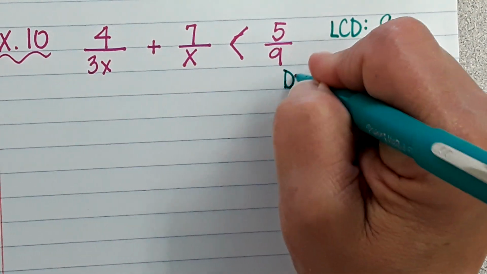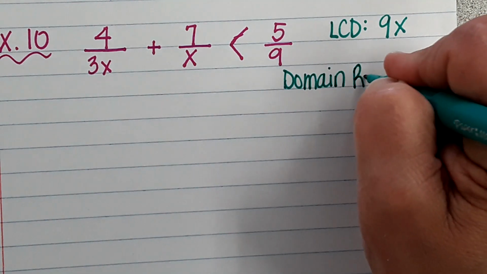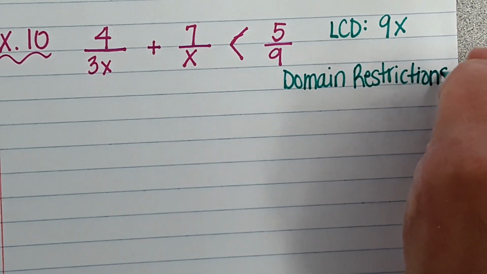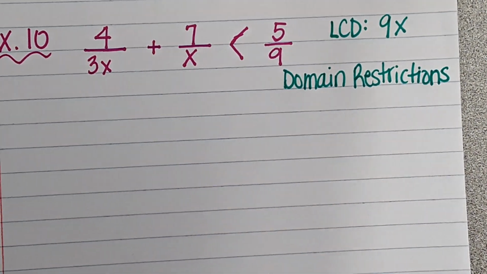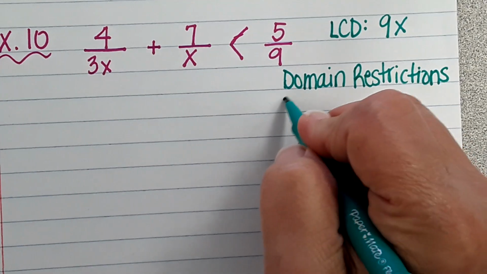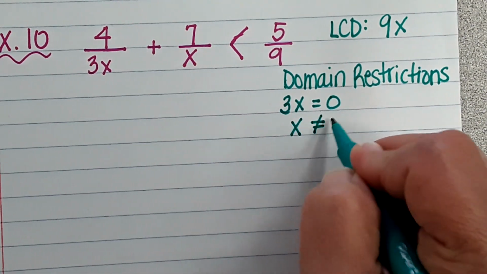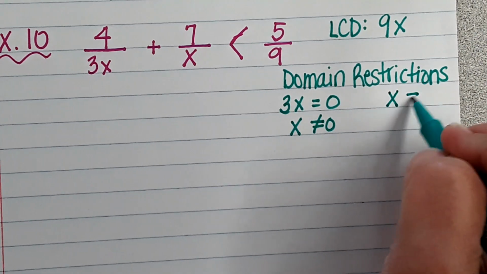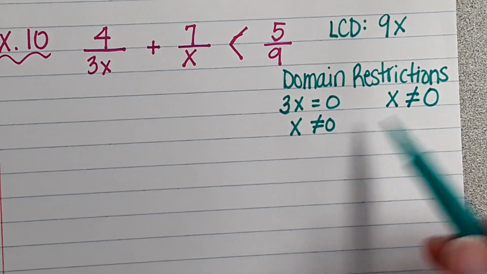Then the next thing I'm going to ask you is let's find those domain restrictions. You find them the same way we did in 8.1. You just set all the denominators that have a variable in them equal to 0, not all of them, just the ones that have variables. So we're going to set 3x equal to 0. That means x does not equal 0, because 0 divided by 3 is 0. I'm going to set this x equal to 0 as well, so it doesn't equal 0. So my domain restriction is x can't equal 0.